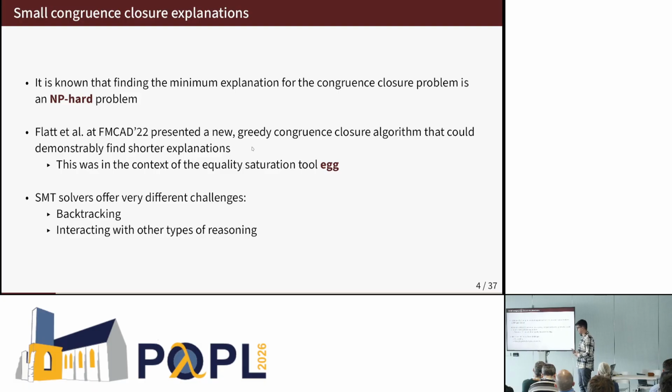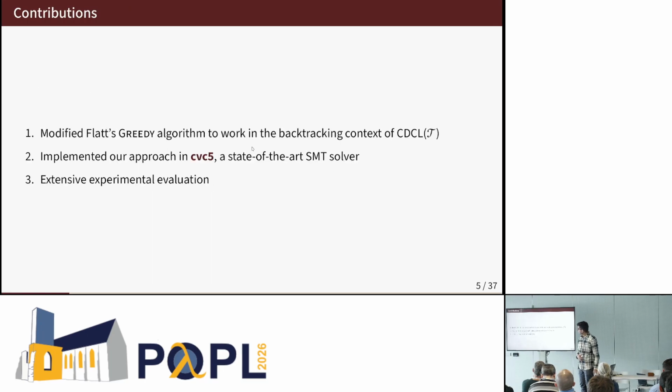So for one, we have backtracking. So the solver can assert a few equalities and then go back, so we have to deal with that. And we also have to interact with different parts of the reasoning of the solver, right? Different theories or the SAT solver as a whole, things like that. So the main contributions of our work here: we modified Oliver Flatt's greedy algorithm to work in the CDCL(T) algorithm that is used in SMT solvers. We implemented this approach in cvc5, which is a modern, industry-strength SMT solver. And we also did a quite extensive experimental evaluation to see if this implementation is worth it or not.